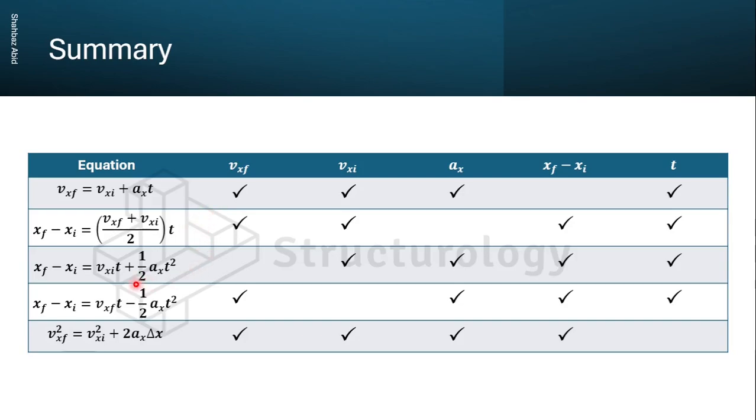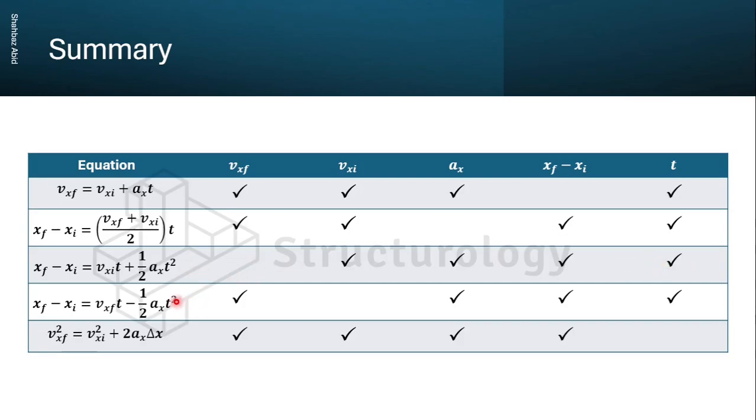In the third equation, we have again displacement as a variable, initial velocity as a variable, time as a variable, and acceleration as a variable, and it does not depend on the final velocity. So again, if I know any three of these variables, I can get the fourth variable from this equation.